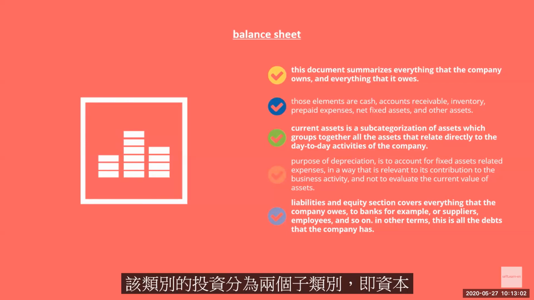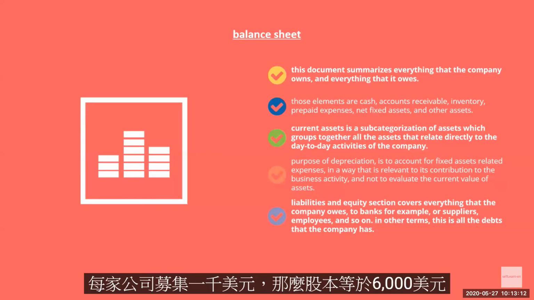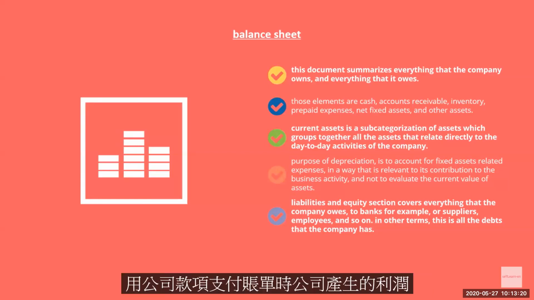That category is divided into two subcategories, which are capital stock and retained earnings. Capital stock or common stock is the total amount that has been invested by the shareholders. If 3 people bring $2,000 each to raise a company, then capital stock is equal to $6,000. Retained earnings is a category that reports the accumulation of all the profits that the company has generated.